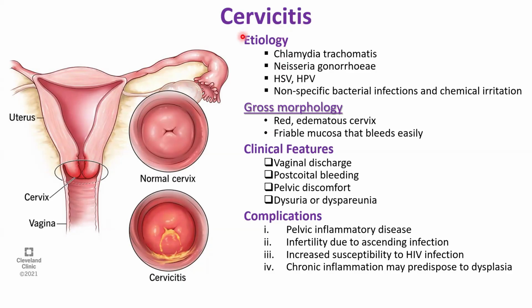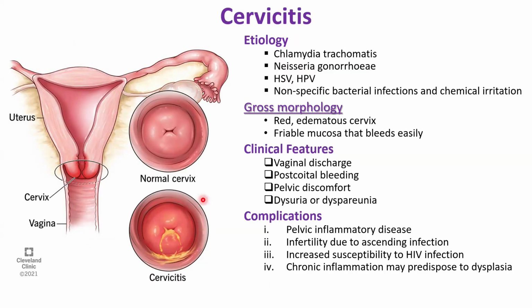So causes of cervicitis: STIs such as Chlamydia trachomatis, Neisseria gonorrhoeae, herpes simplex virus, and human papillomaviruses. They lead to cervicitis. Also, you can have chemical irritations. If you have chemicals that go up to the level of the cervix, they can lead to cervicitis.